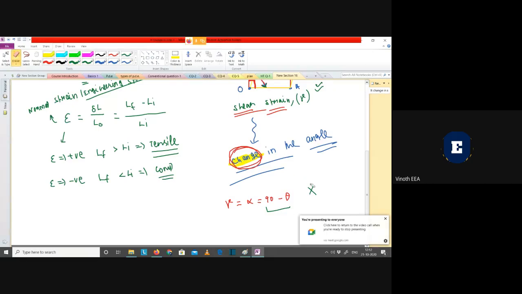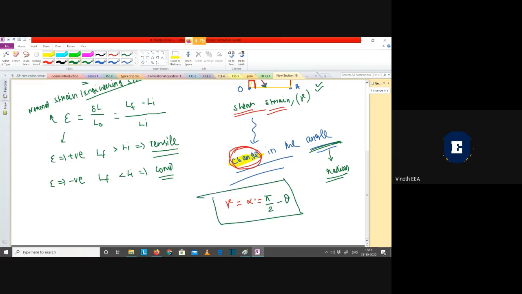And that mistake is the SI unit of angle. The SI unit of angle is radian. I made this mistake. Instead of taking it in radian, I substituted it in degrees and I got a different answer, but it should have been substituted in radian. So this is wrong because the SI unit of angle is radian. So the correct way to represent it is pi by 2 minus theta. So the unit of shear strain is radian.